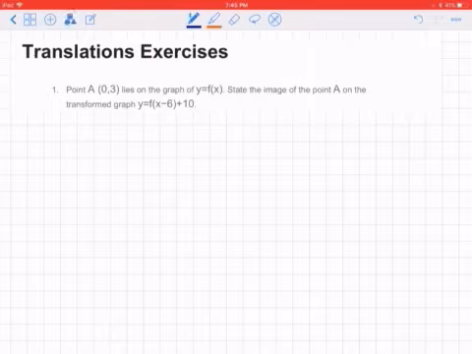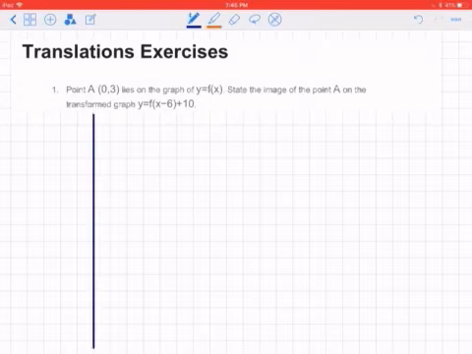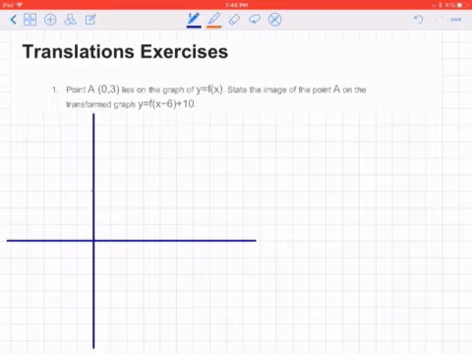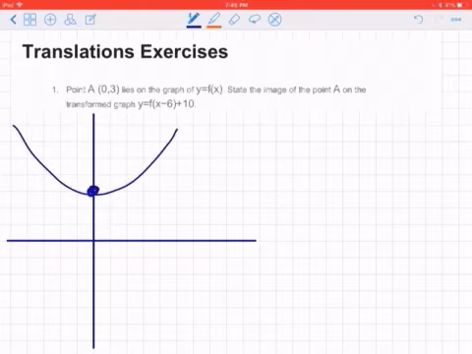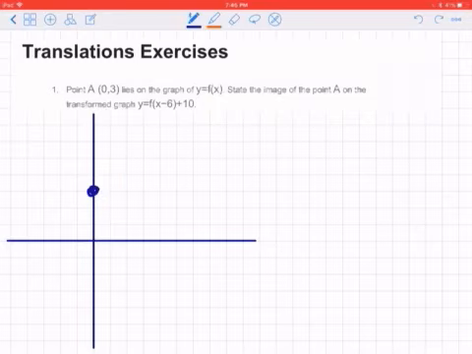So let's, for example, say that we had this as our graph, and then we know that at (0, 3), that is our point on y equals f(x). Could be a graph that looks like this, could be a graph that looks like that, really doesn't matter. But we know that we have that point on f(x). And then what it's saying is we want to state the image of the point A. So this is point A.